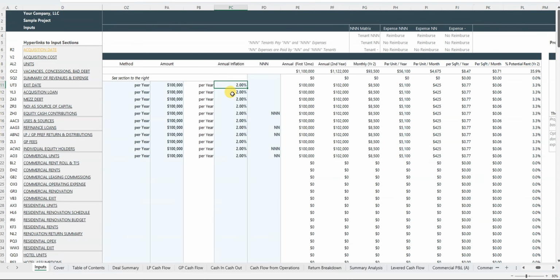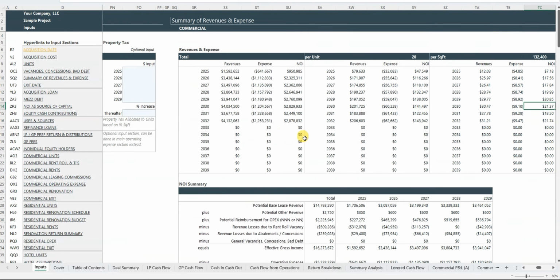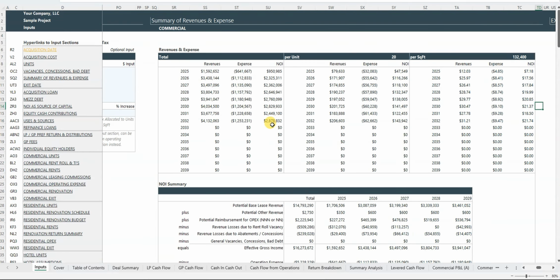Each can have its own separate annual inflation. And here is where I match up whether the expenses are reimbursed by tenants who are indicated as triple net or double net. So if the expense is indicated as a triple net, it gets reimbursed by tenants that are double net and triple net. And any expenses that are not indicated as reimbursable obviously do not get reimbursed. Some summary relevant information as you go along to see how things are progressing.